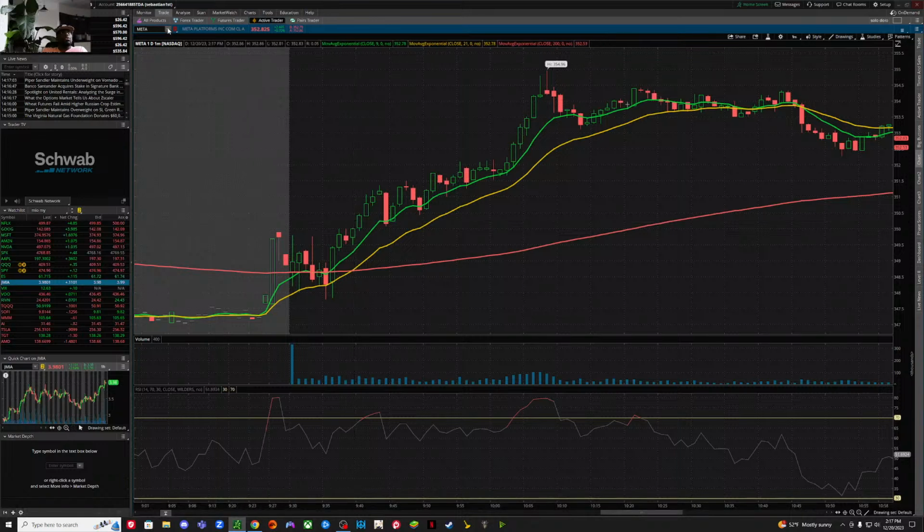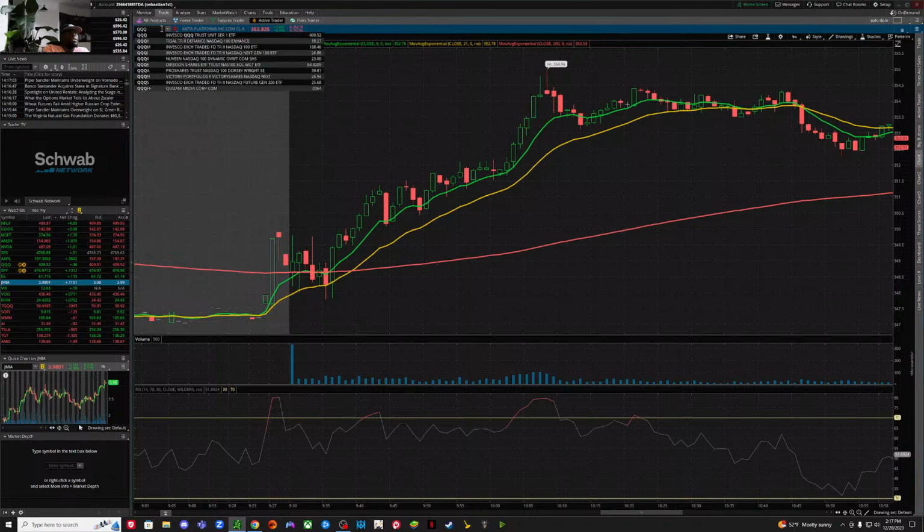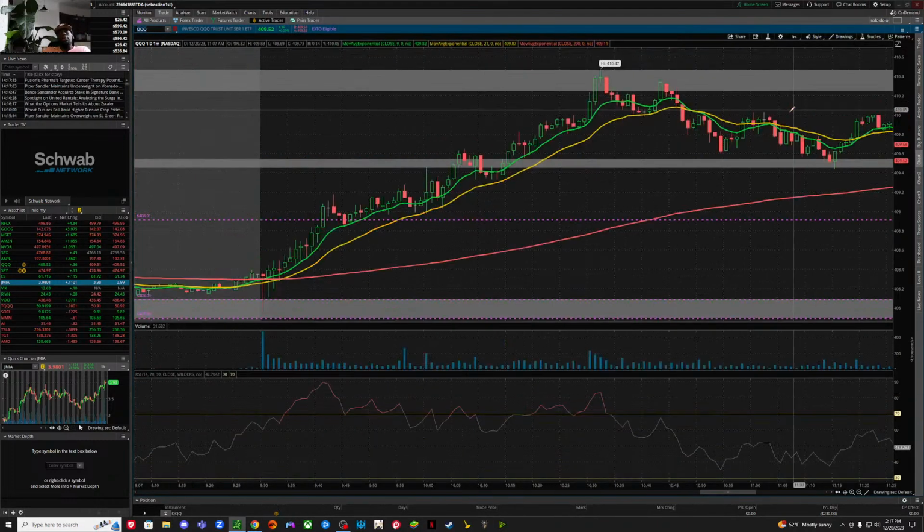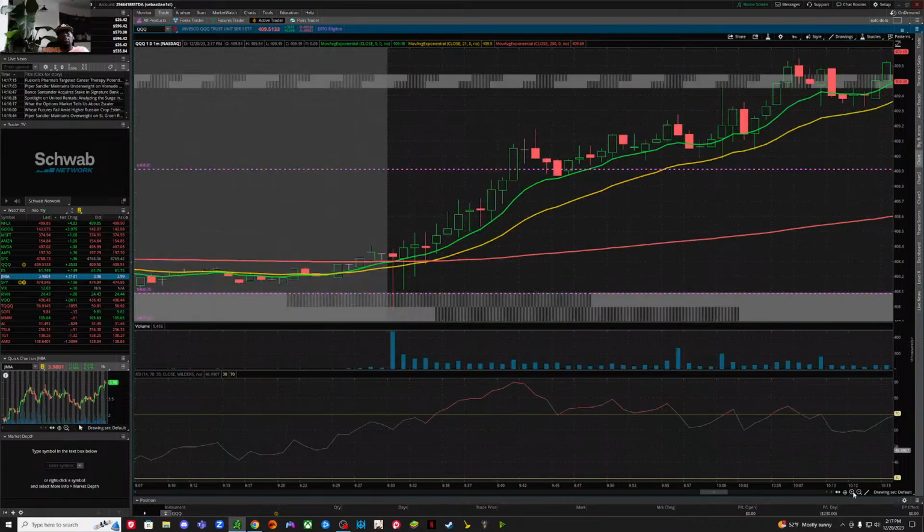Let's get back to it. We'll look at it one more time before we go. QQQ is what I was trading today. So we FOMO'd in at about right here. We had this nice little pushback. Let's zoom in so you can see that candle even bigger.